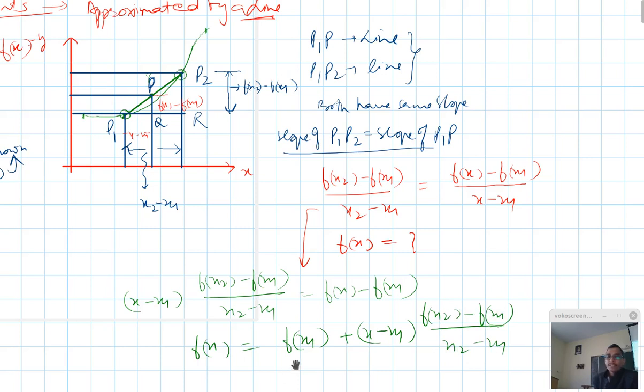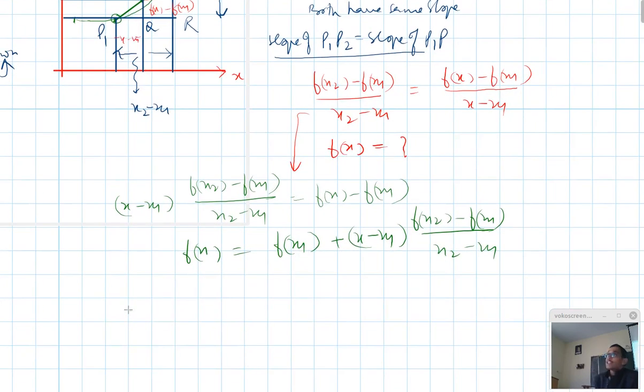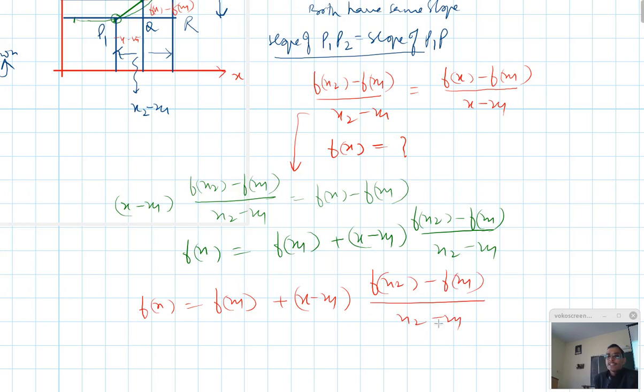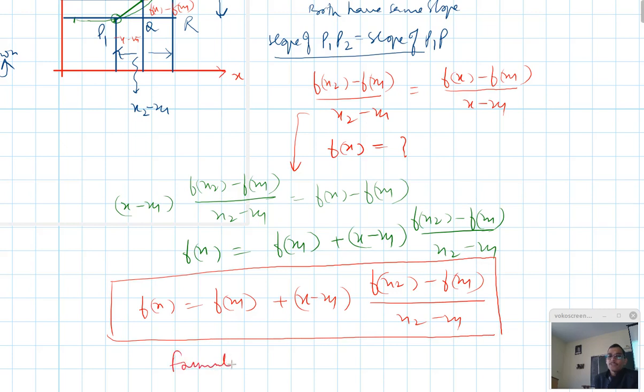So this is the formula for linear interpolation, right? So f of x is equal to f of x1 plus (x minus x1) times (f of x2 minus f of x1) whole upon (x2 minus x1), right? This is the formula for linear interpolation.